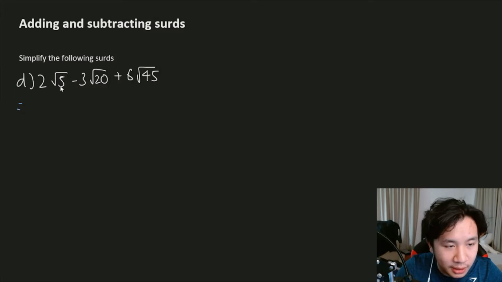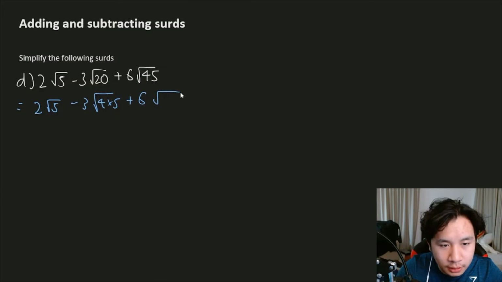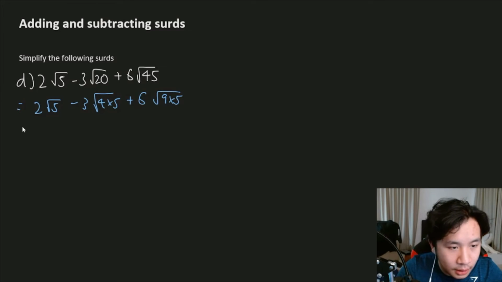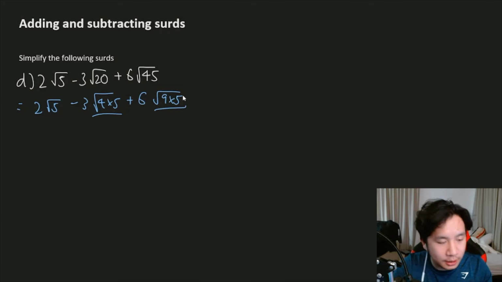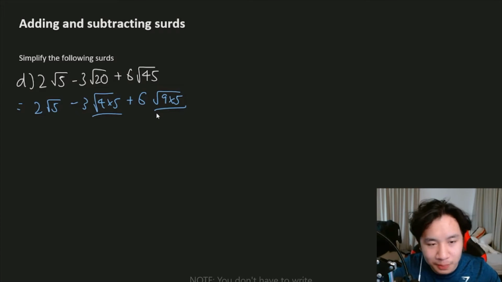To do this one, none of these are like surds, but you can make them into like surds. This one is already simplified as it is. 20, you can split that into 4 times 5. And this one, you can split into 9 times 5. By the way, if you don't get what's going on in this section and this section, I do have a video called Simplifying Surds, so you can watch that before you continue on, because you won't understand anything.